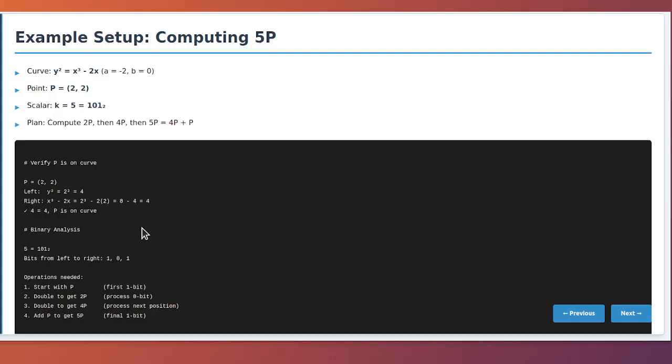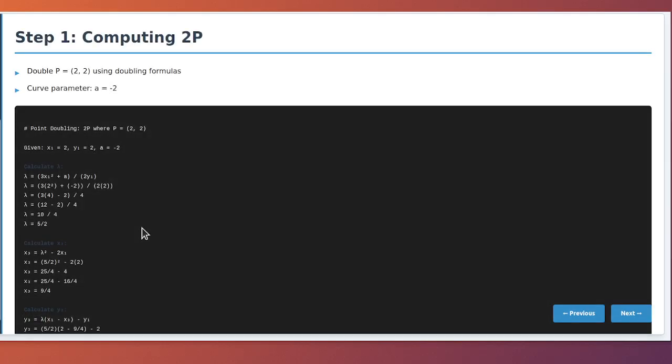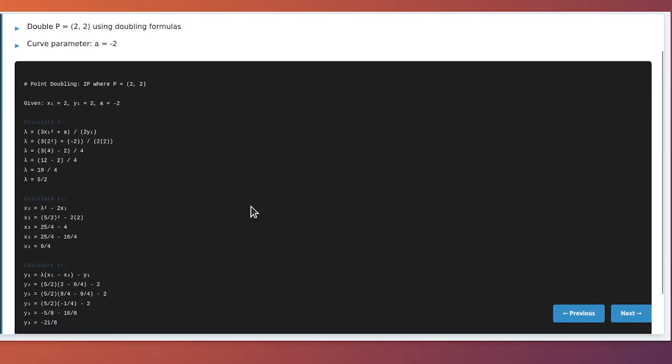For this example, we'll use the curve y squared equals x cubed minus 2x. So a equals negative 2 and b equals 0. We'll show every algebraic calculation explicitly, computing slopes, finding x coordinates and y coordinates, and verifying results. This will demonstrate that scalar multiplication is just repeated application of the point doubling and point addition formulas we've already learned. Computing 2p. Point doubling.